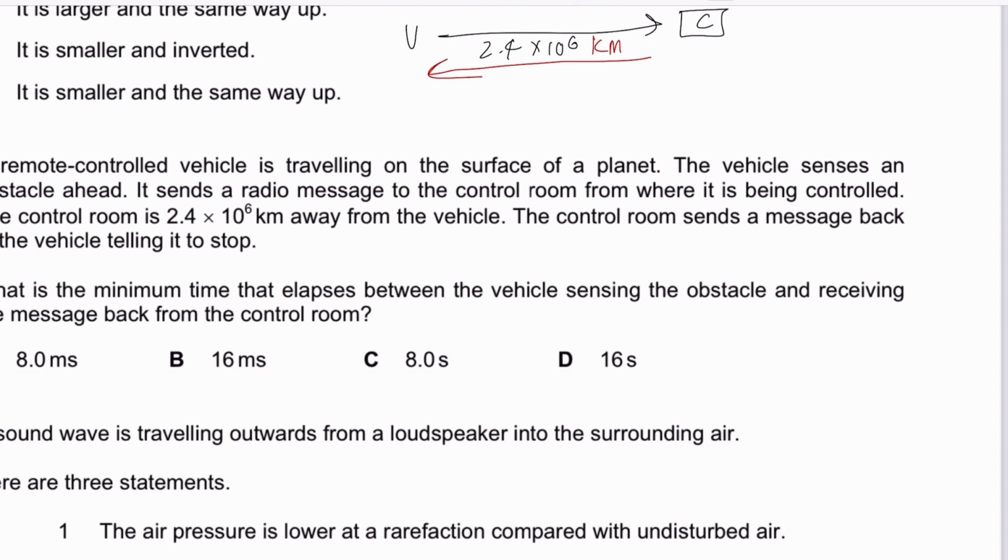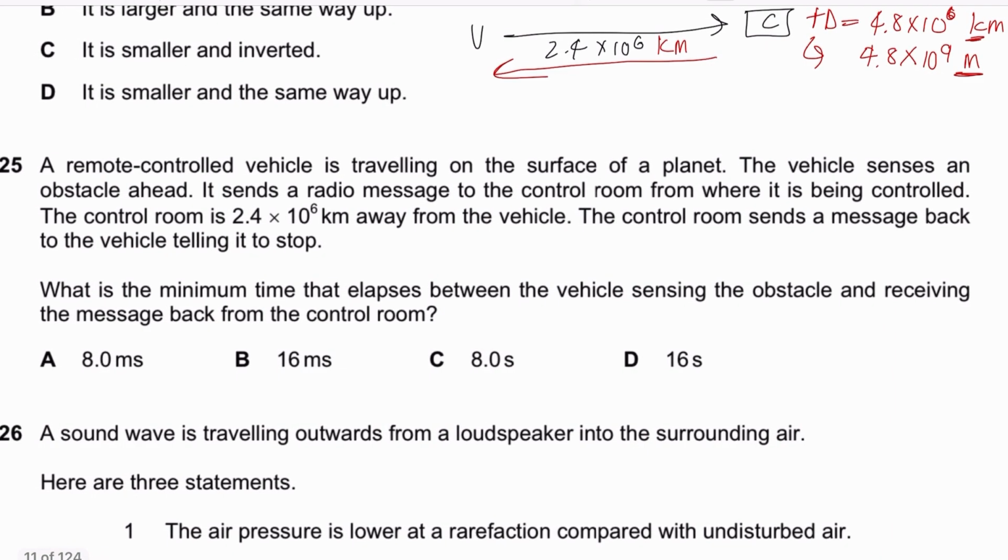So the total distance is around 4.8 into 10 to the power 6 kilometers. Remember, this is not our SI unit. If we're going to write this in the SI unit, it will become 4.8 into 10 to the power 9, because 10 to the power 6 multiplied by 10 to the power 3 gives meters. Now this is in meters.